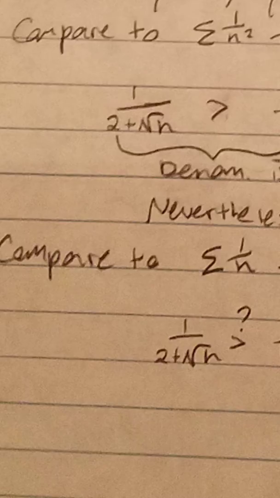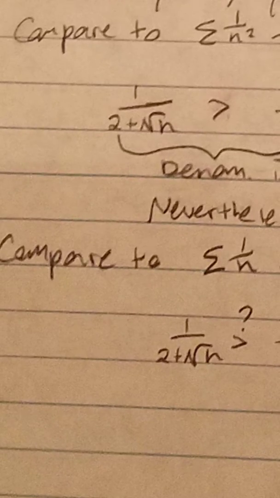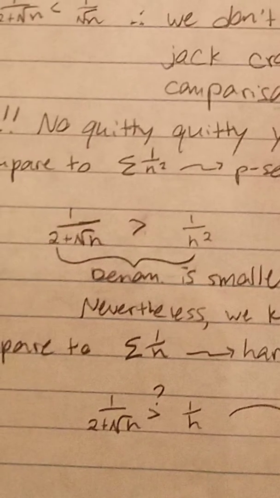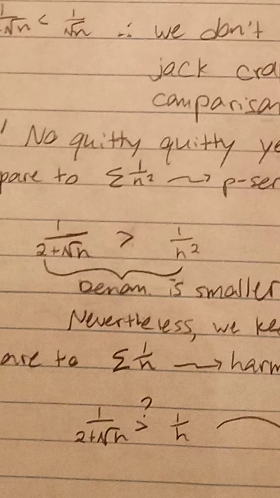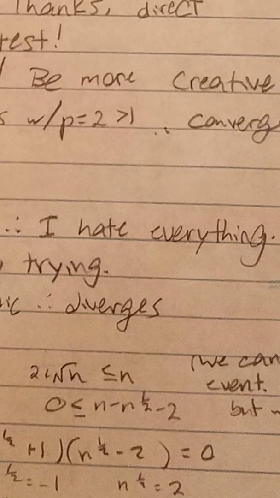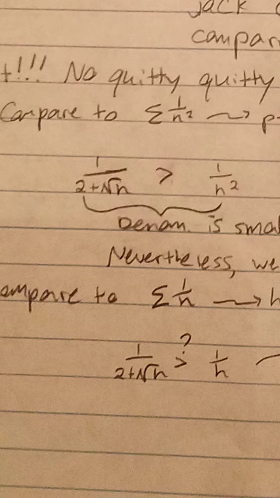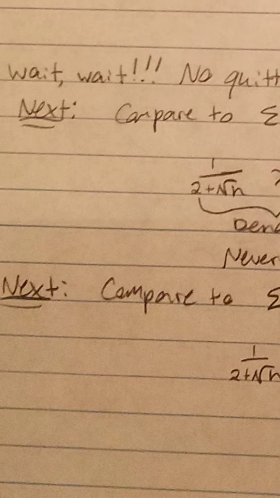Moving on. So let's not give up yet. Let's not quitty quitty, as I wrote in my notes. Let's compare it to something else. Let's see what works. So let's pretend we compare it to 1 over n squared. That is a p-series with p equals 2, which is greater than 1. Therefore, it converges. Unfortunately, though, we find out that 1 over 2 plus square root of n is greater than 1 over n squared. And yeah, that's just ugly. That's just an ugly little sucker right there, because that doesn't help us either.